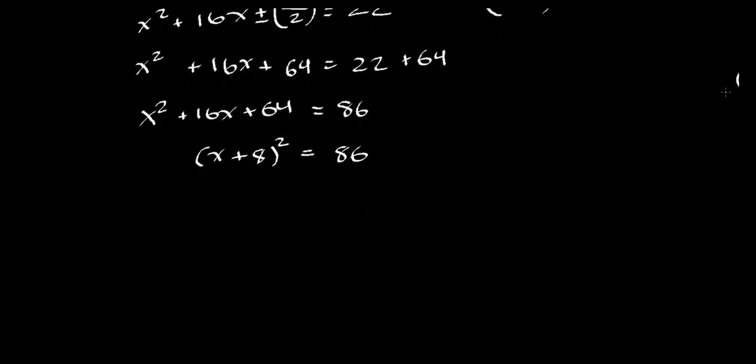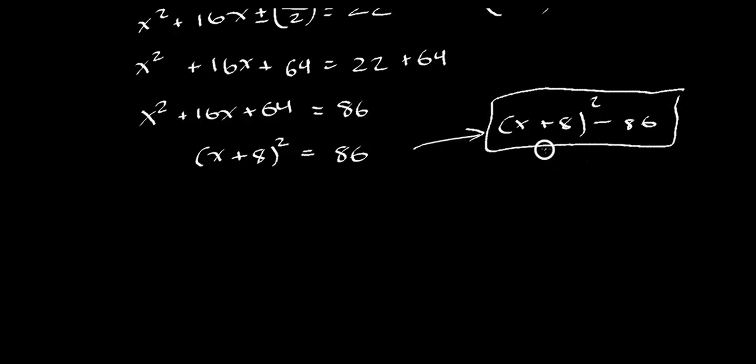Now this is where it depends on what you are asked to find. If you're asked to find the vertex or put it in vertex form, what you would have to do is just move this 86 back, and this would be in vertex form. This is your vertex form. And if they ask for the vertex, you'll say the vertex is negative 8, negative 86.